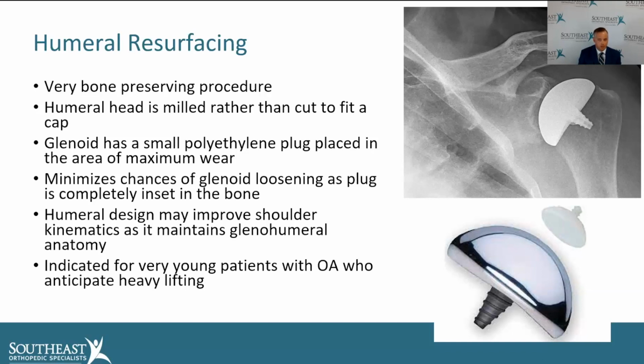Potential advantages of a humeral resurfacing is that it maintains the anatomical shape of the humerus even better than an anatomic total shoulder, maintaining the ovoid shape of the humerus, and may have better kinematics. For me, this surgery is indicated for a very young patient with osteoarthritis, and particularly one who anticipates heavy lifting.